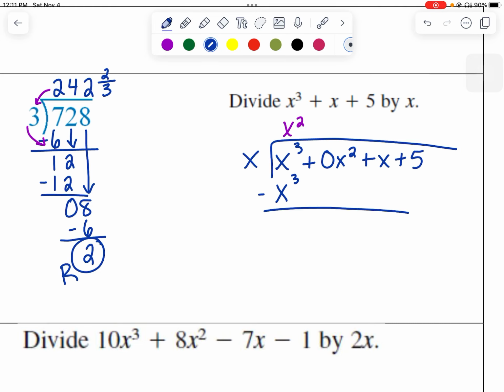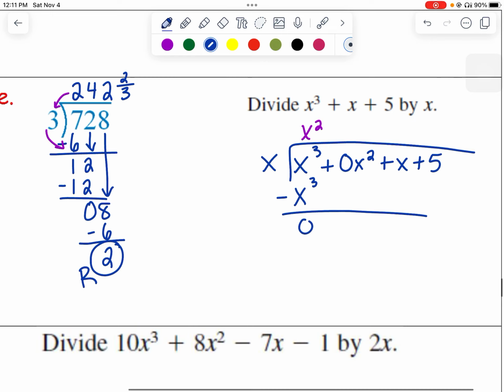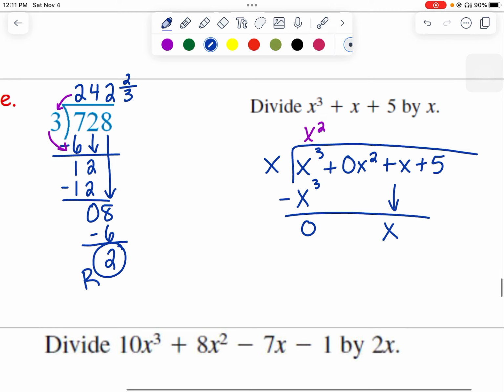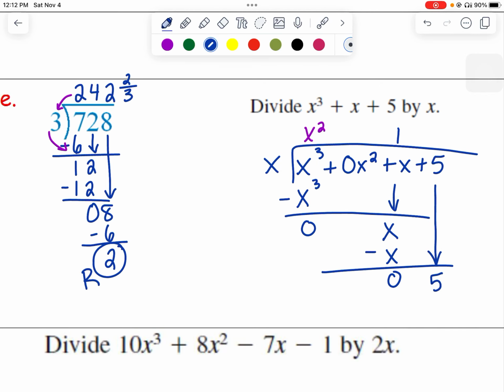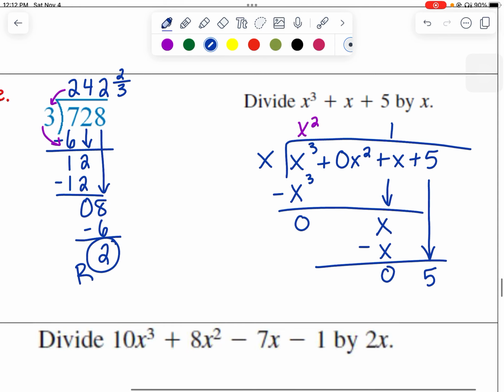And then we subtract and we get 0. Then we bring down our next term, which is not necessary here because it's 0x squared. So I can just bring down my next x term. Then x goes into x one time. And then 1 times x is x, then you would subtract that, you get 0, and then you bring down the 5. x cannot fit into 5. So 5 is my remainder.